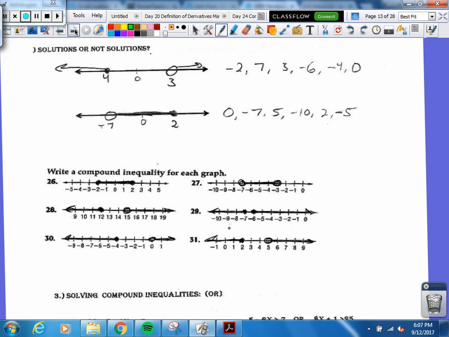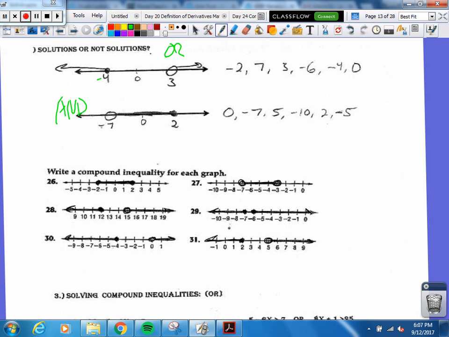All right, great. Let's go to this one. No problem. So solutions or not solutions. Let's see. All right, so I'm putting negative 4 right here. So here is an or compound inequality. This one looks like an and. Let's mark it. So what do we got? I'm going to start and then I'm going to pause it.